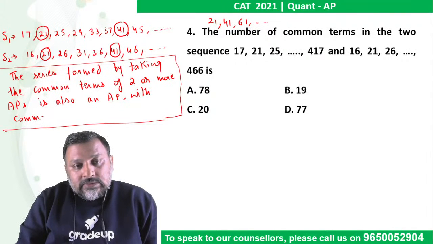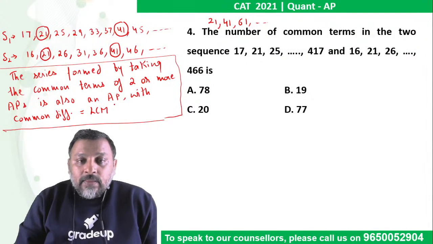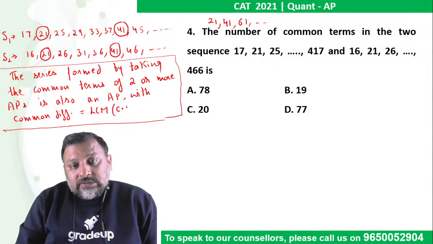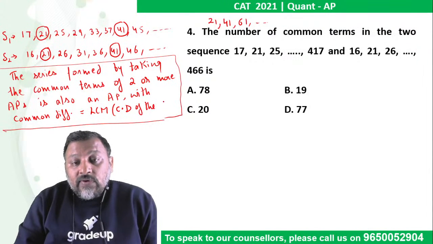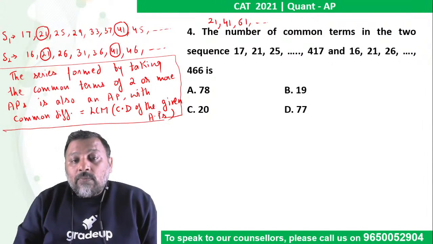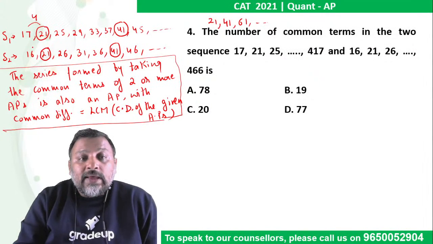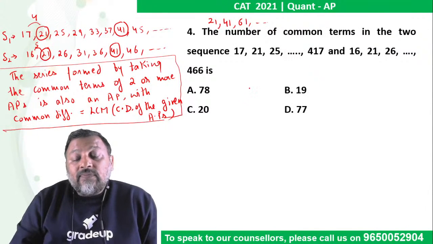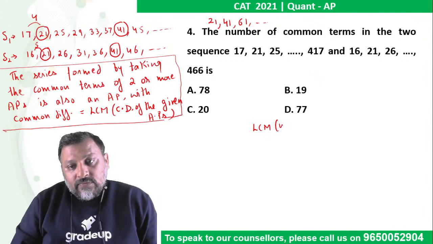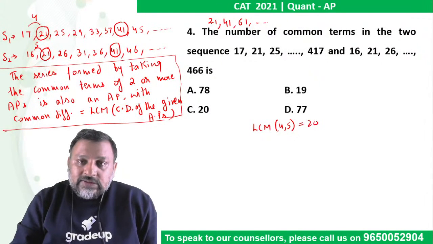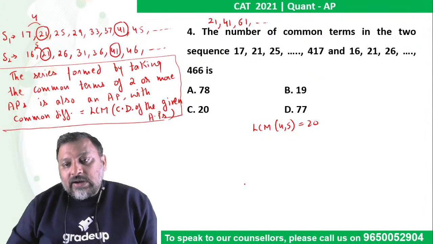common difference equal to the LCM of the common difference of the given APs. LCM of common difference. CD means common difference of the given APs. So यहाँ पे क्या था, इसका common difference 4 है, इसका common difference 5 है. So if I take the LCM of 4 and 5, I get 20. So you can see that here we are getting a common difference of 20 only.